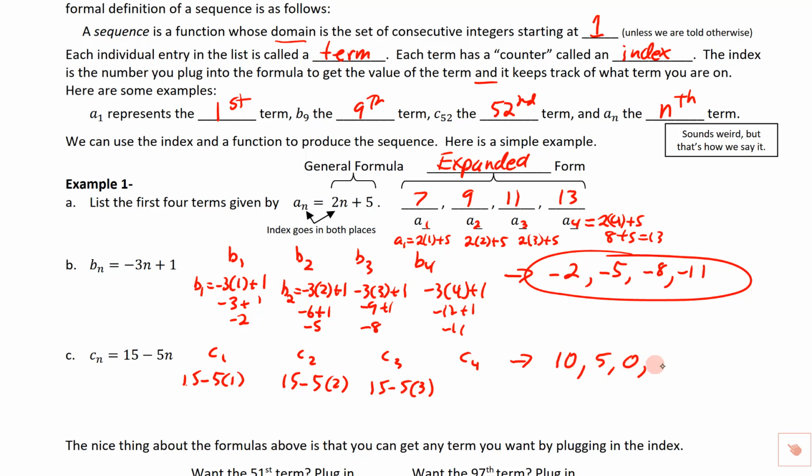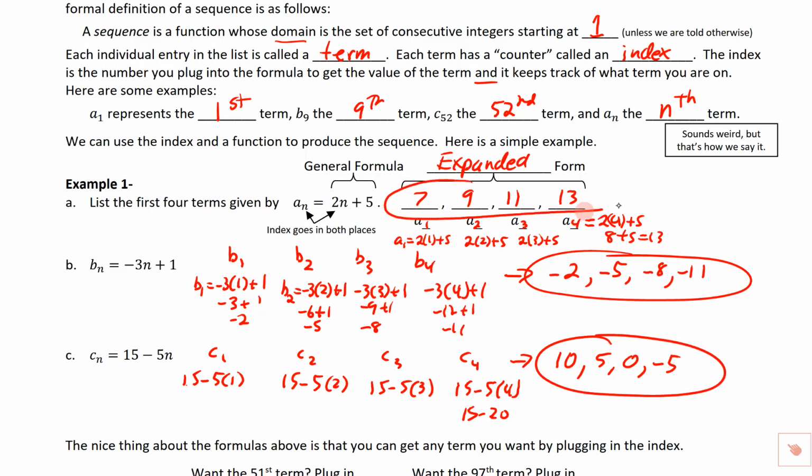And then again, can you make a prediction of what's going on here? You might guess what that next one is, but let's check and see. 15 minus 5 times, plug in the index of 4, so this is 15 minus 20. We end up with negative 5. So there are the first 4 terms of each one of those. So I'll go ahead and circle that, and then we're all set there.